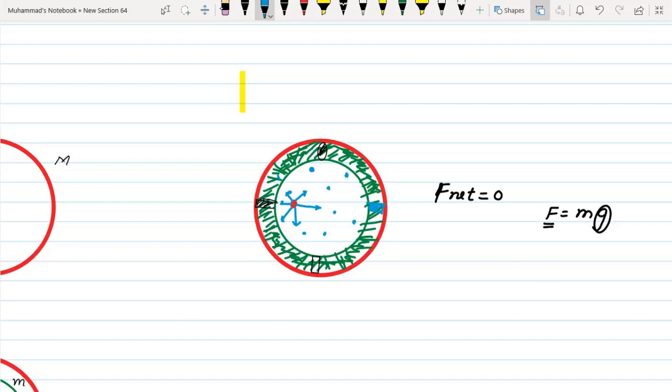So what is the assumption over here? We assume that the density of this part is constant, that it is not changing. If you don't assume the density to be uniform, then the net force inside that planet will not be 0. Okay, so net force in this region is 0.